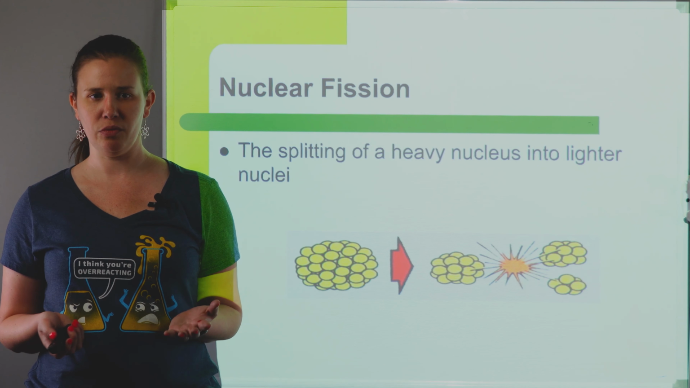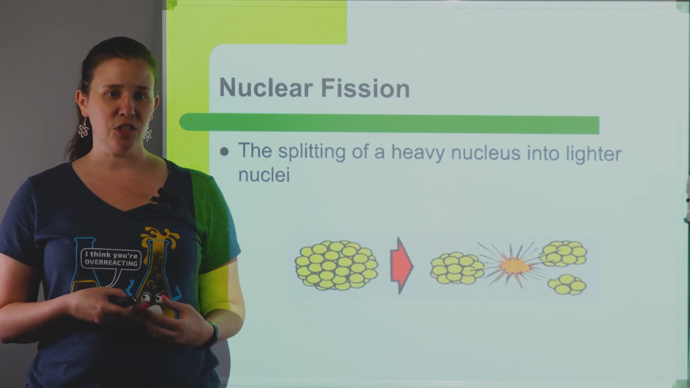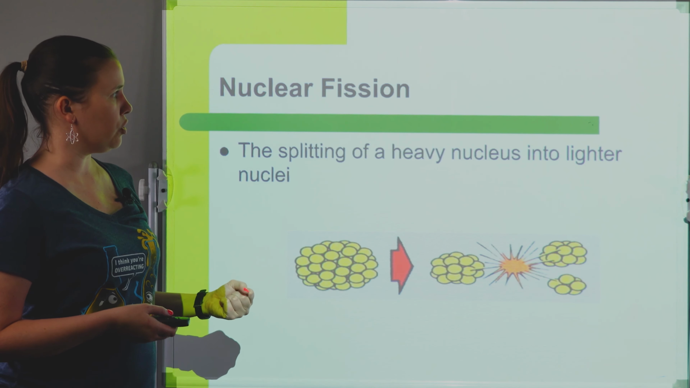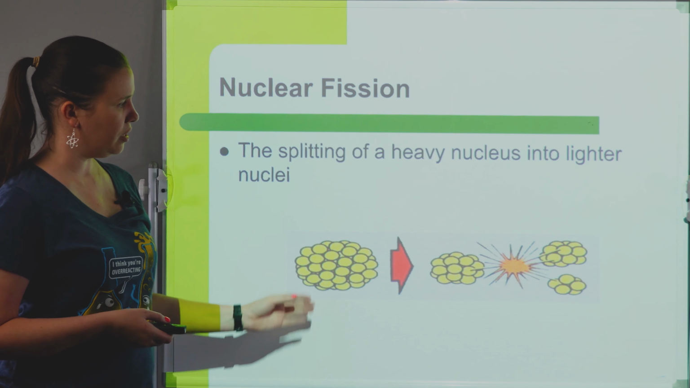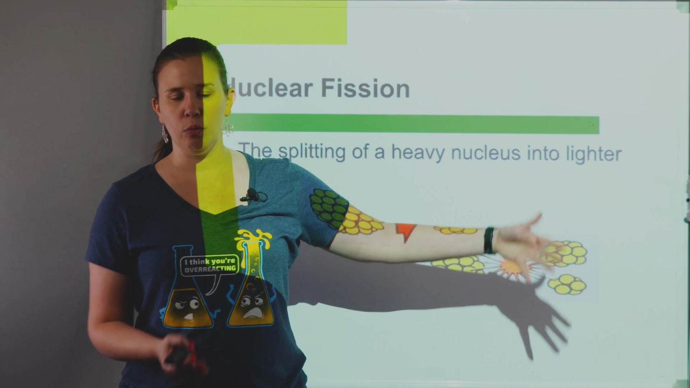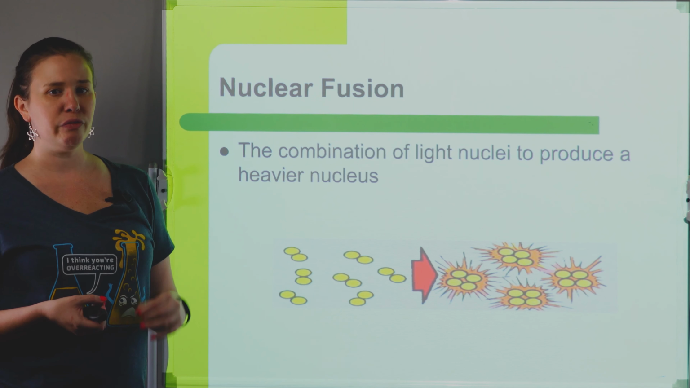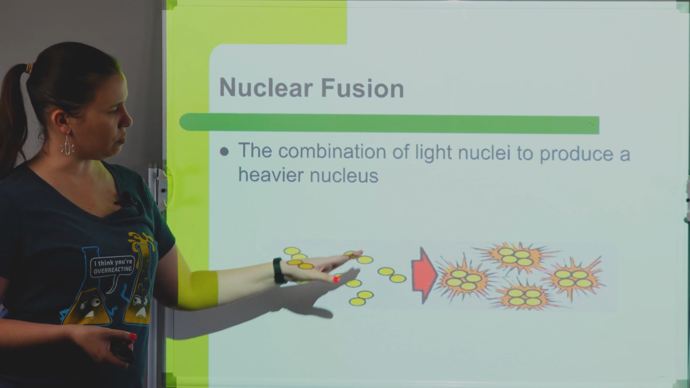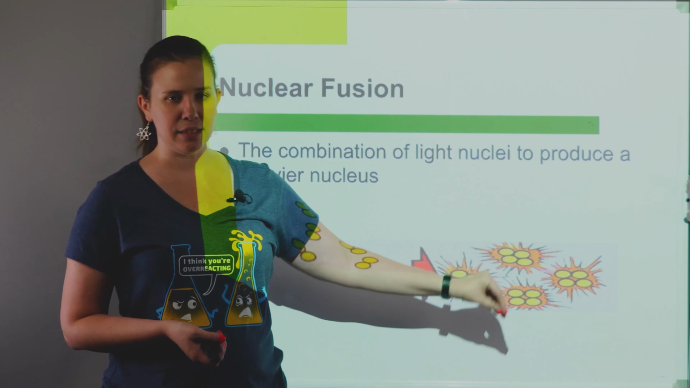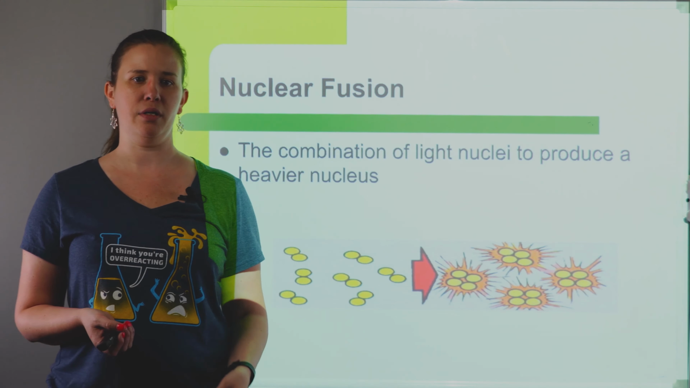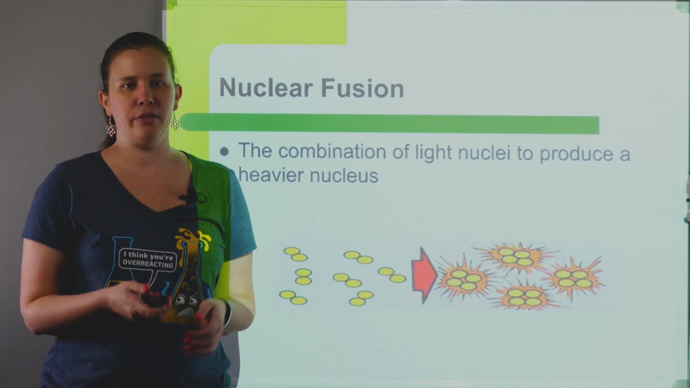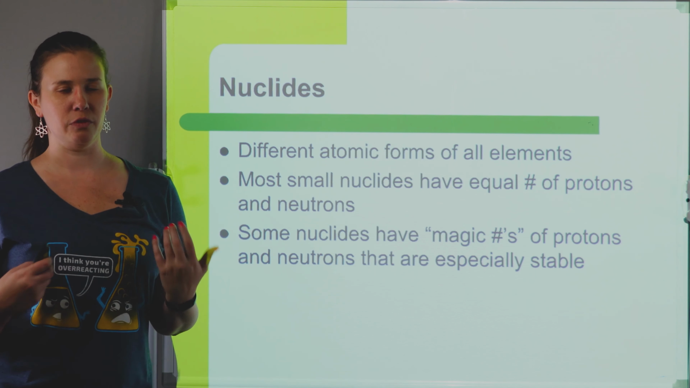There are two main types of reactions. First, we're going to look at fission, and fission occurs where a heavy nucleus splits, and so the result would be two or more lighter nuclei. The opposite of that would be fusion. Fusion is where you have some smaller particles that combine together to form the heavier nuclei, fusing together. So fission versus fusion.